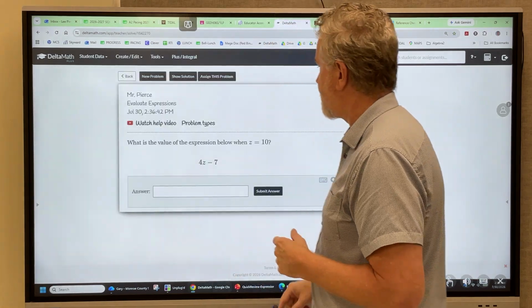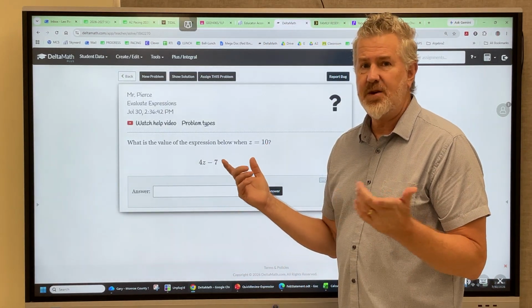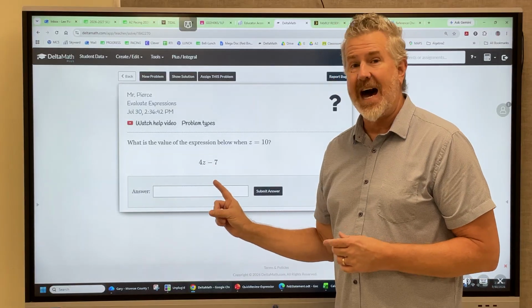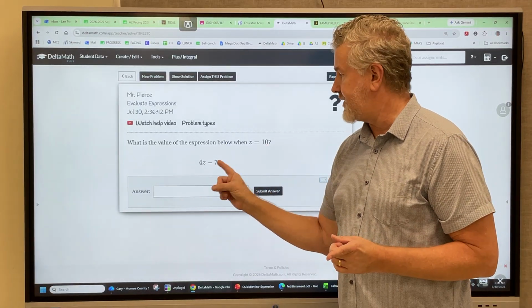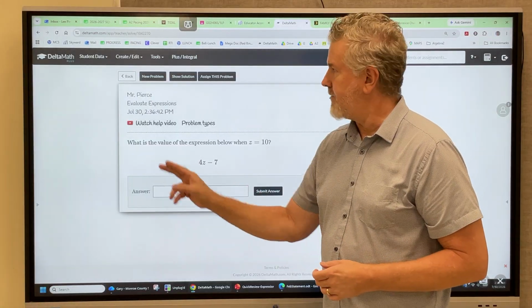So evaluating expressions is very straightforward. Just plug in for the variable and solve it. Use your calculator. Remember, this is 4 times whatever z is. Z is 10, so this is 40 minus 7, which is 33.